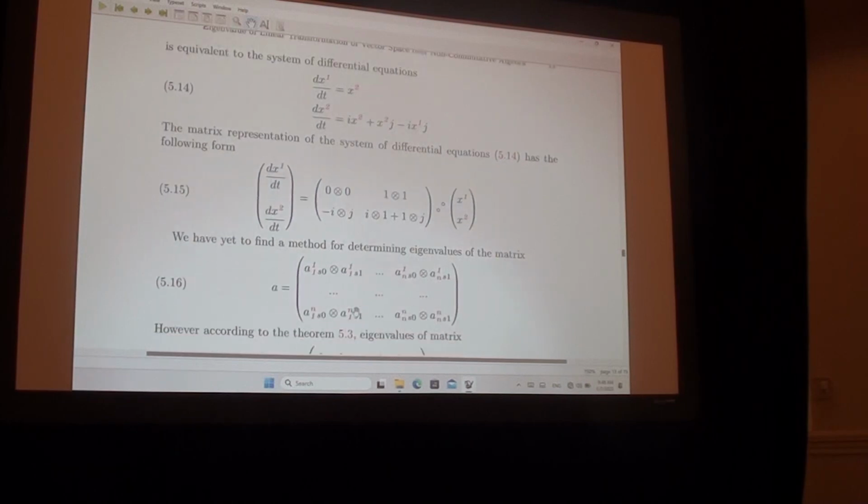We have yet to find a method for determining eigenvalues of the matrix 5.16. I expected this maybe this year or next year. I'm not sure how the research will go.